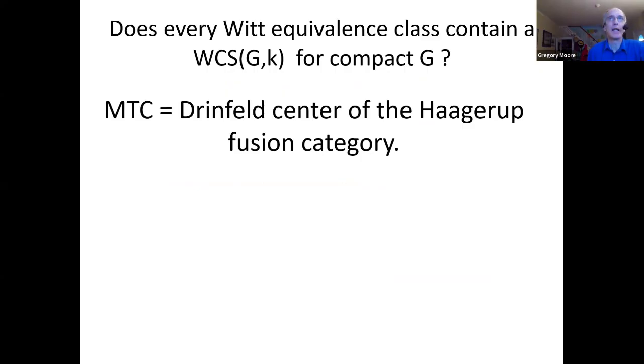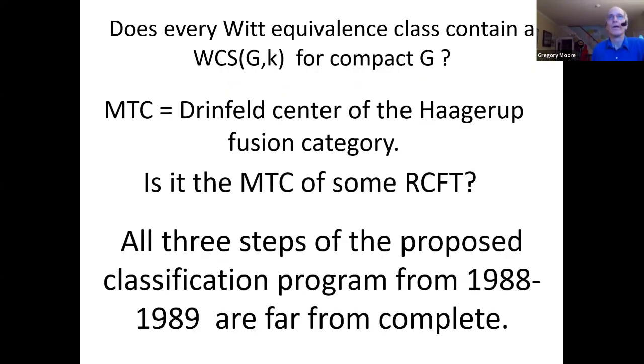So open questions now are, does every Witt equivalence class contain the Chern-Simons-Witten theory for a compact group at some level? And another question we could ask is, there's this weird thing, the Haagerup fusion category. You could take its Drinfeld center, get a modular tensor category. Is that the modular tensor category of some RCFT? So to conclude, all three steps here of the proposed classification program are very far from complete.